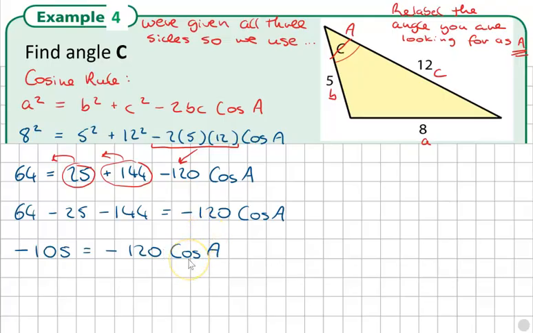We want to get cos A on its own. So we have to divide by the number stuck on in front, which is minus 120. But what we do to the right, we do to the left. What we do to the left, we do to the right. So we divide both sides by minus 120.